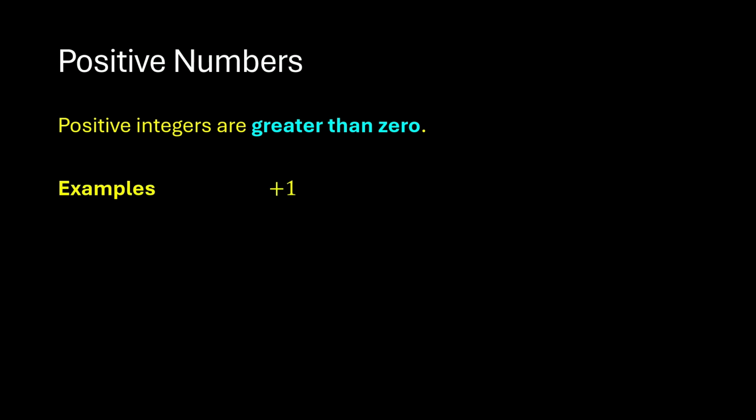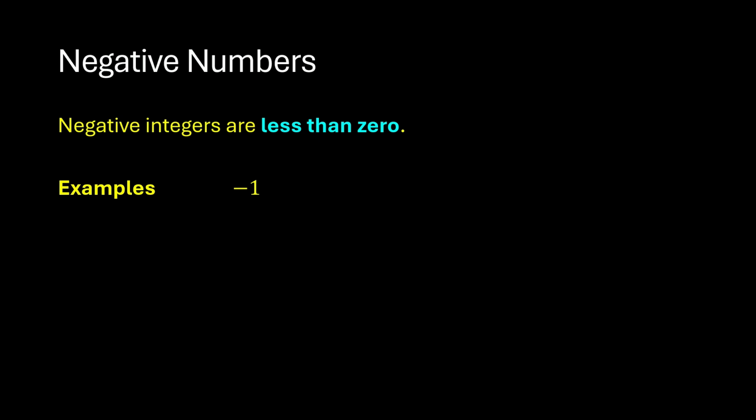Positive integers are simply the counting numbers. They are all greater than 0. Although they can be written with a plus sign, as shown here, +1, +2, +3, +4, and +5, we usually leave the plus sign out. So we usually write 1, 2, 3, 4, or 5, etc.